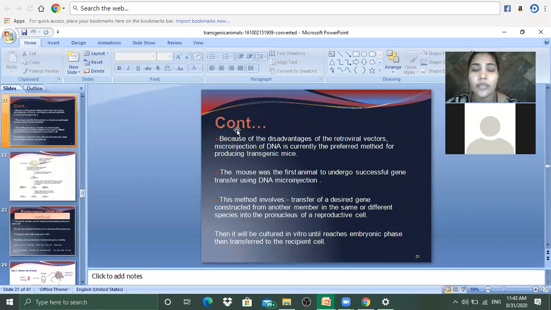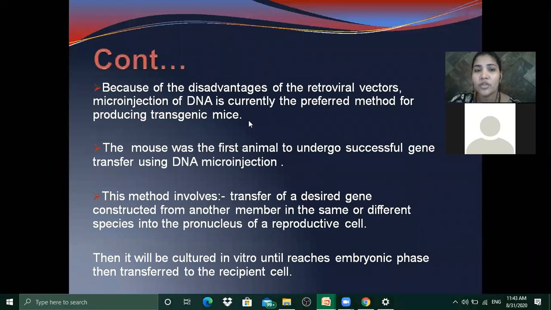Yes. Then after that, because of the disadvantage of the retroviral vector, microinjection of DNA is currently the preferred method for producing transgenic mice. The main disadvantage of the retroviral vector, I have told you already. So this method of microinjection of DNA is currently the preferred method for producing transgenic mice.